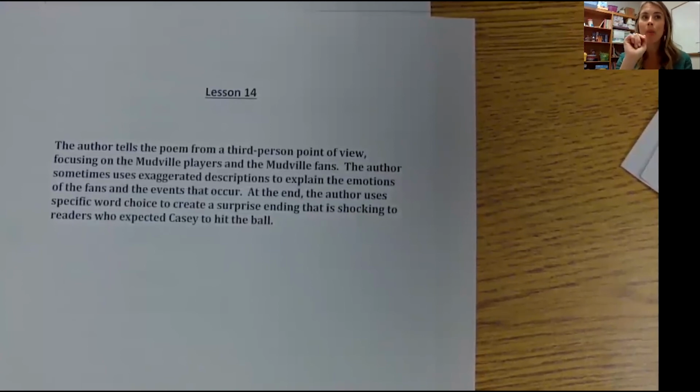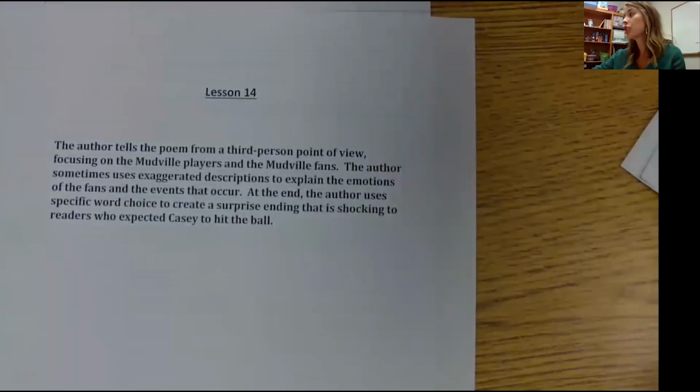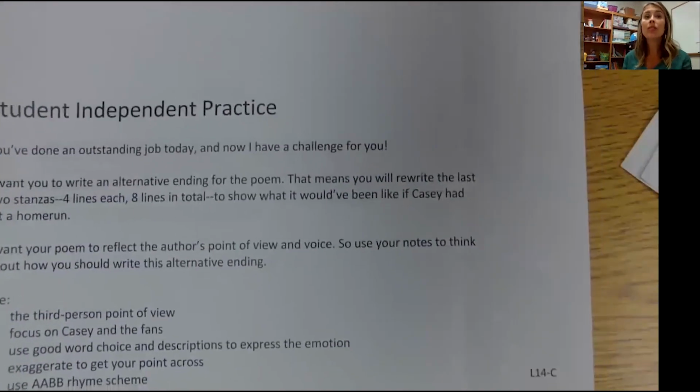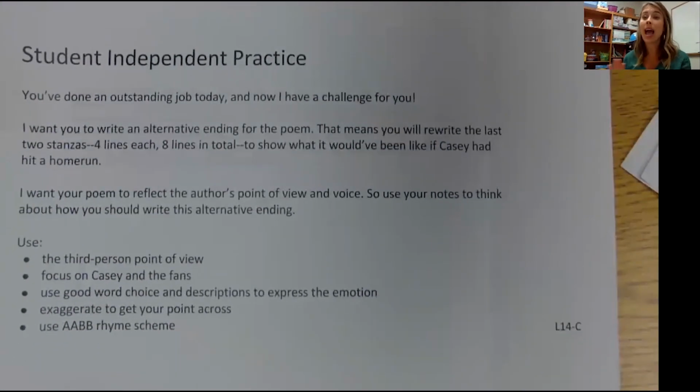I think you're ready to go. Now, here's your independent work. You have done an outstanding job today, as always. And now I have a challenge for you. I'm going to ask you to do this task for your lesson. Be sure to write down all the directions I give you. Okay? I want you to write an alternative ending for the poem.